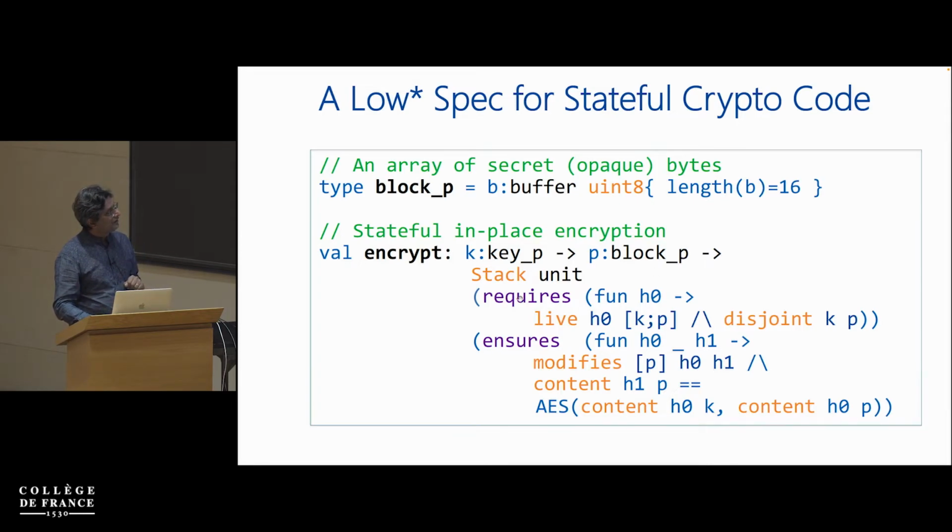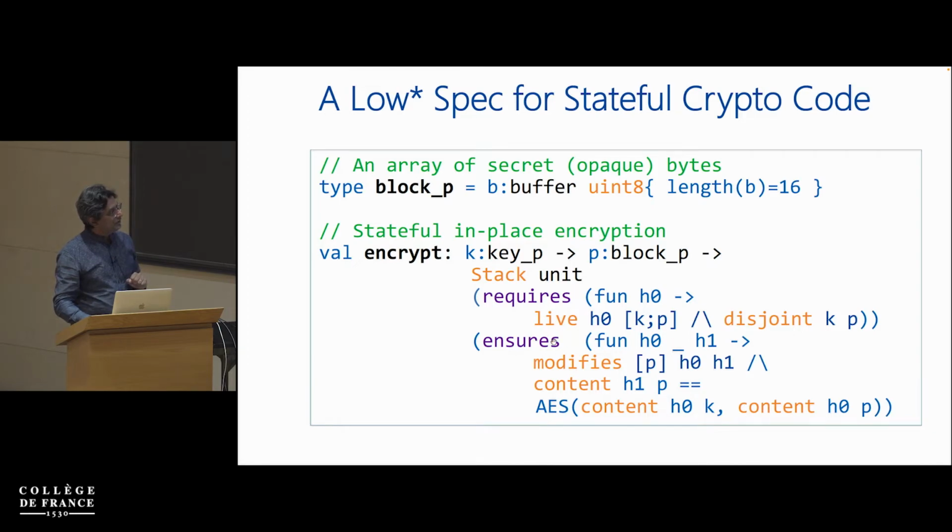The precondition here, which is written as the requires clause, says that in the initial heap, it had better be the case that K and P are both live pointers, which means that they have been allocated, they have the appropriate types, and they have not yet been deallocated. And we require that they be disjoint, as in completely disjoint. They cannot have any intersection between them.